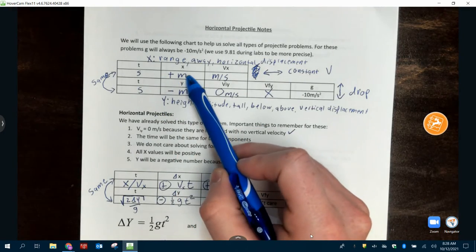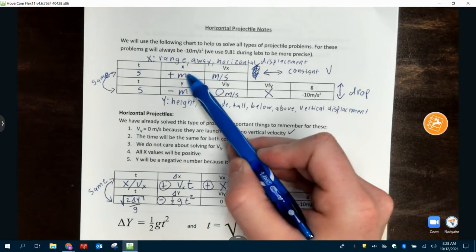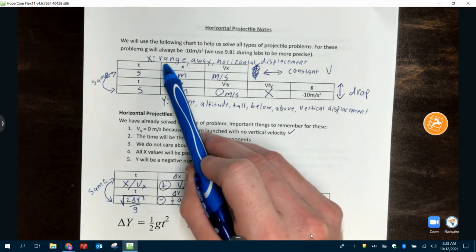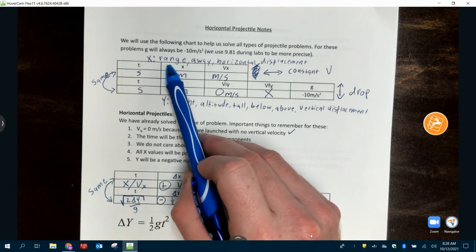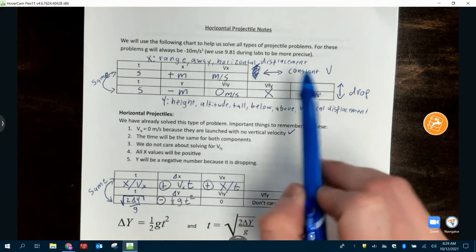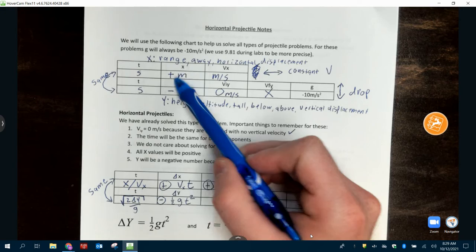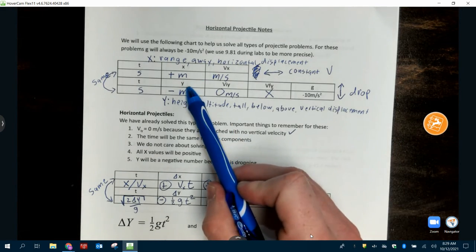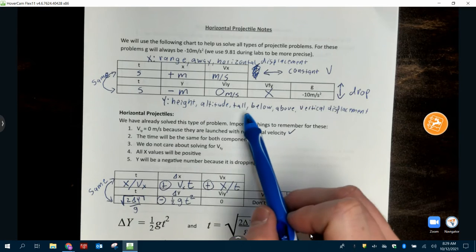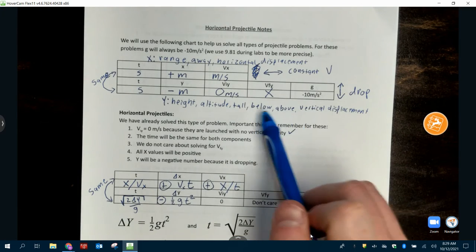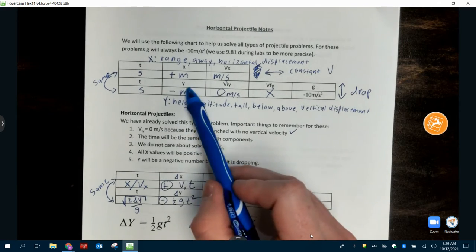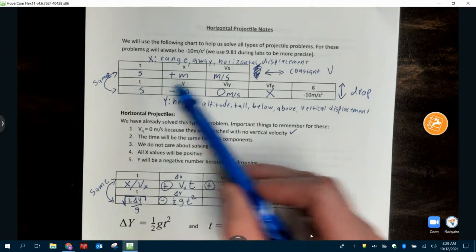If you are given meters, that means it can either be X or it could be Y. If it's an X number, it should indicate that it says range. It should say it's this far away, or it should say horizontal displacement. Then you take that number, you make it positive, you stick it in this table. If it says meters and you're given height, altitude, says how tall something is, it's below or above this, or vertical displacement, all those things would indicate it's Y, and it will be a negative number, okay?